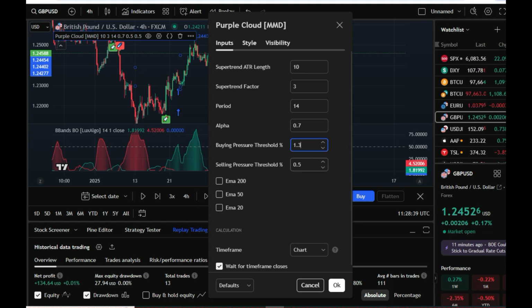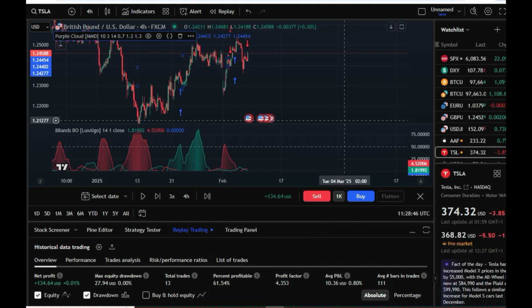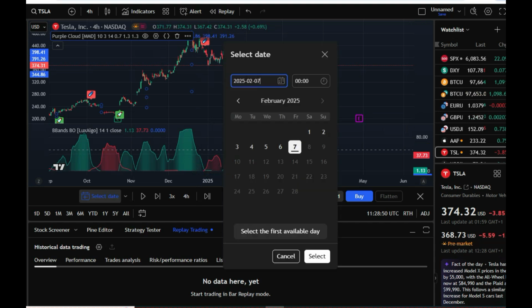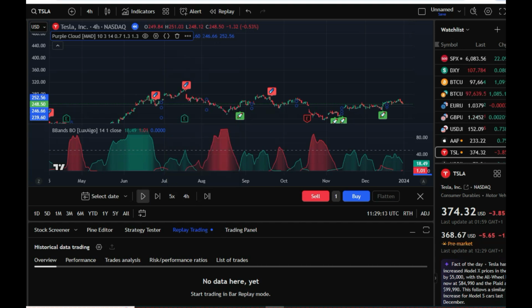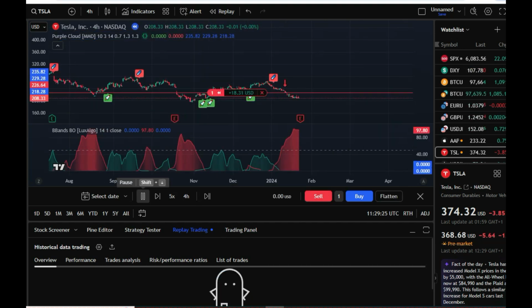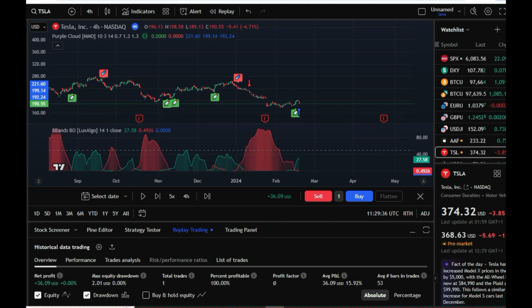Now, I will just use the same strategy to test stocks. For example, I will take Tesla. I will choose a date, for example the whole year. I will use a 4-hour chart, speed 5. So we have a sell order. Of course, I'm late, this is a bit fast. I have a buy signal, and a profitable trade, as we can see.